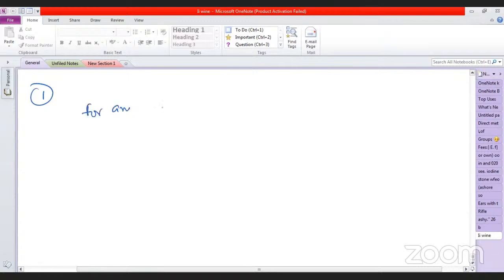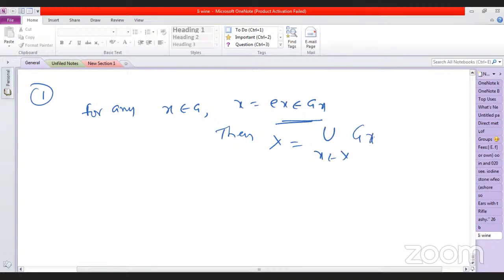For any x belongs to G, x is equal to ex, so x belongs to Gx. We can write here, x belongs to Gx. Then from the above condition, X is equal to the union of x belongs to X, the union of G of x.